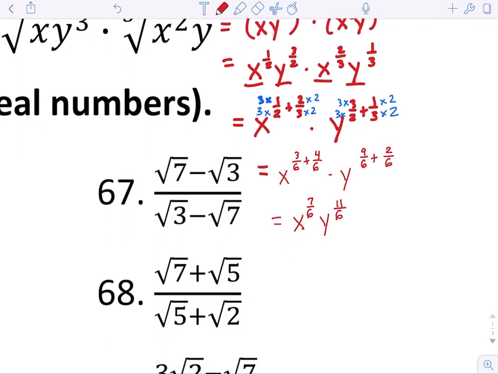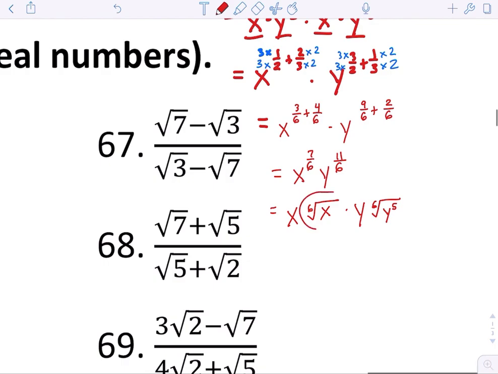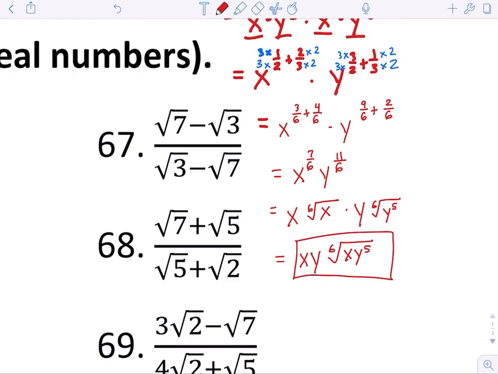So 6 goes into 7 one time, so we're going to get 1x on the outside, 6th root of x, because there's 1 left over, and we're going to get 6 goes into 11 one time, so 1y on the outside, and then 6th root, 5 leftovers. And then notice, you guys, this and this have the same root, so you can multiply those together. So we're going to get x times y, 6th root of x y to the 5th as the final answer.